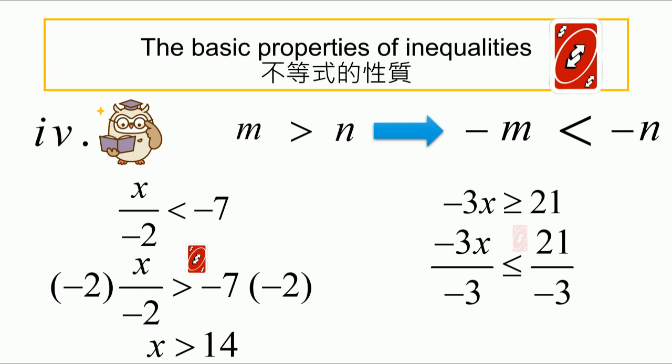Same when moving the terms. We are just moving the negative 3 to become division on the right side. Since we have multiplication or division with a negative number, the direction needs to be reversed. Therefore, x is less than or equal to negative 7.